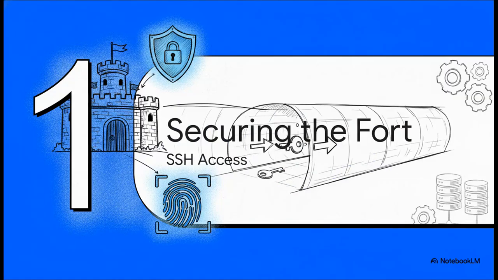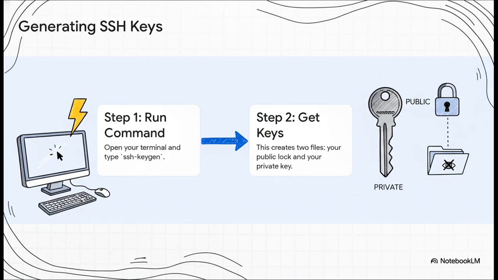Okay, so let's see how this plays out in the real world. First, let's talk about securing our own fort, how we control who gets access to our internal servers using SSH. This is all about making sure only our own team can get through the door. And it all starts on your local machine. You just open up a terminal and run this one simple command, ssh-keygen. You hit enter, and just like that, you've created your own personal set of keys, your lock and your key, which gets stored away in a hidden folder on your computer.